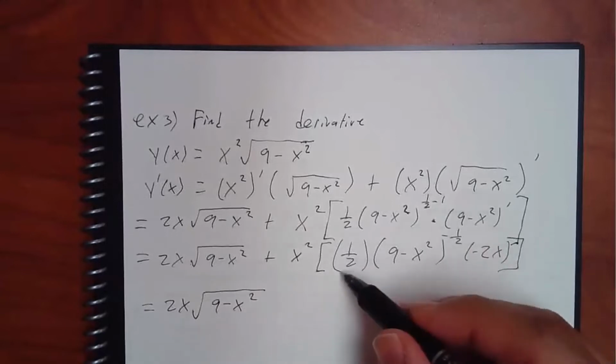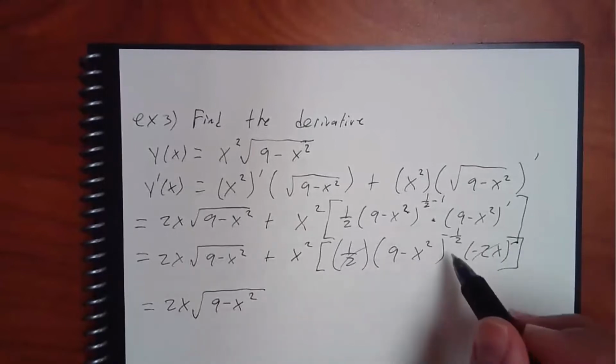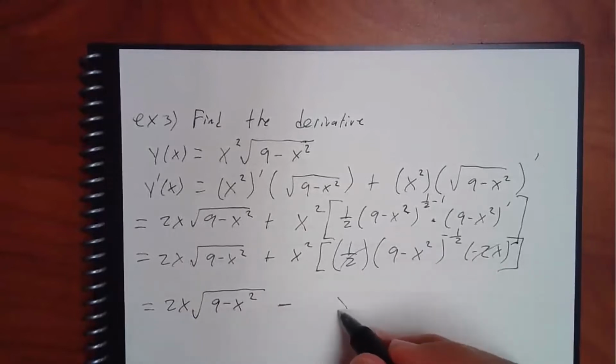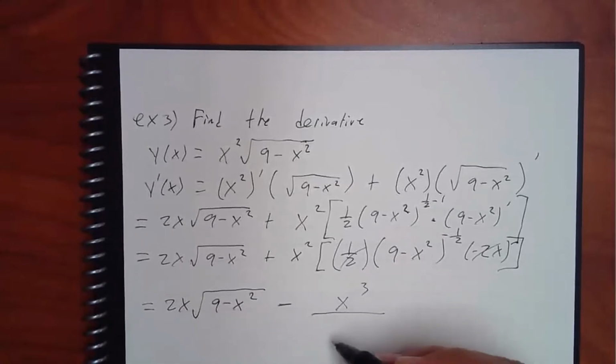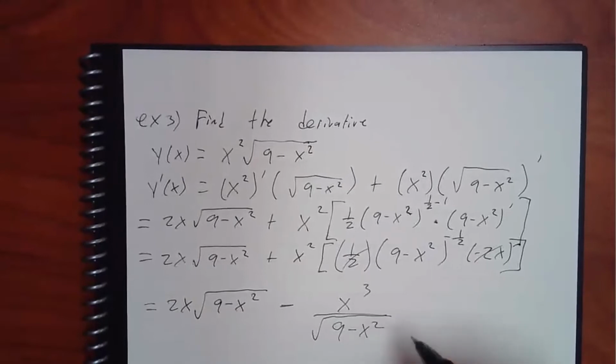So the 2 and the one half will cancel. This thing is going to be negative. This will be on the bottom. So this will be minus x cubed over the square root of 9 minus x squared, once you multiply all this out and bring this to the bottom.